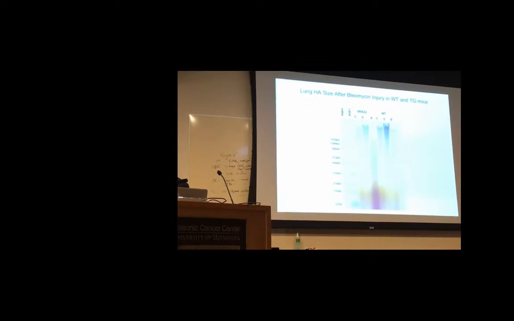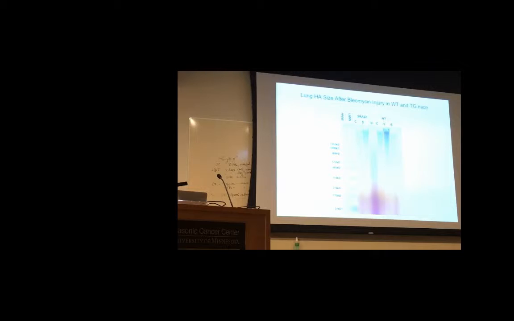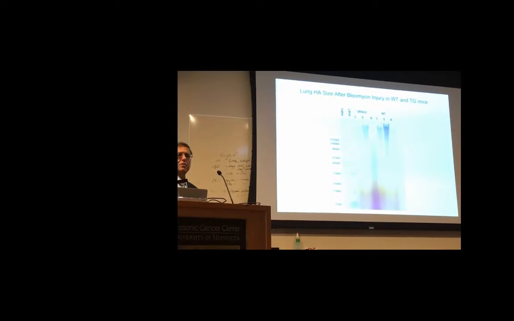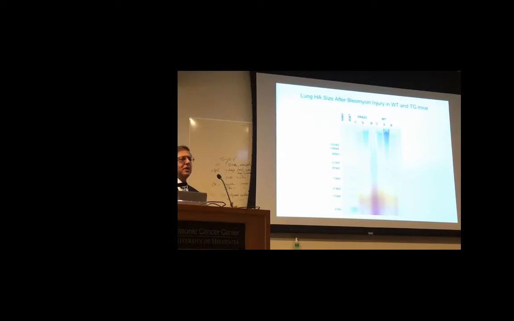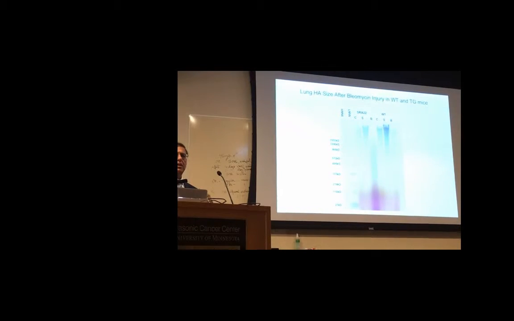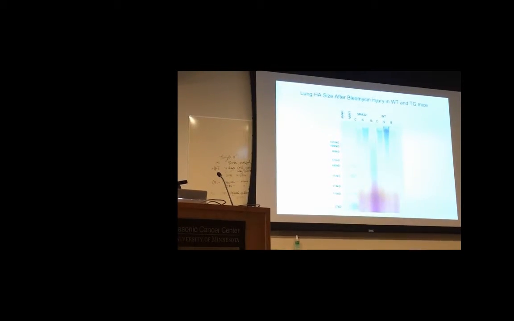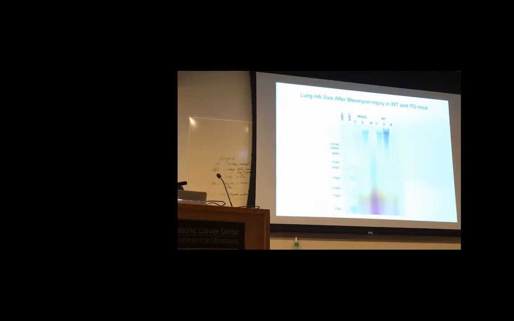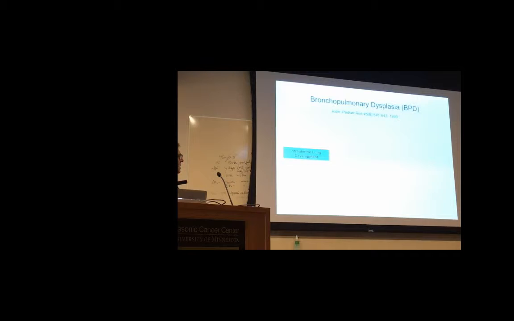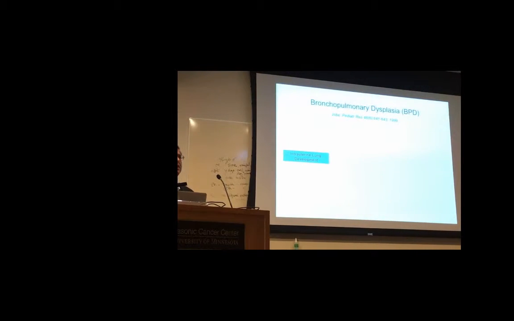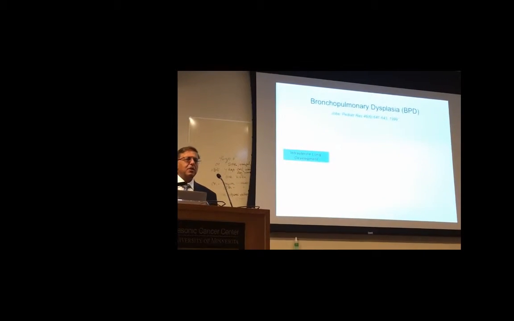So what that suggested to us is that our hypothesis was that if you overexpress RHAMM in the macrophages, you could now do the opposite of what the knockout showed us, which is increased inflammation, increased HA, and worse respiratory distress. So I'm going to switch gears and talk about the other part of my life, which is bronchopulmonary dysplasia.